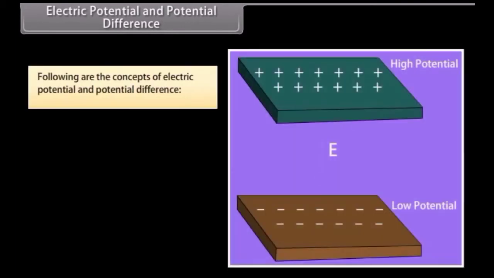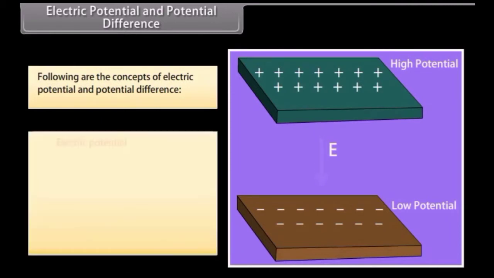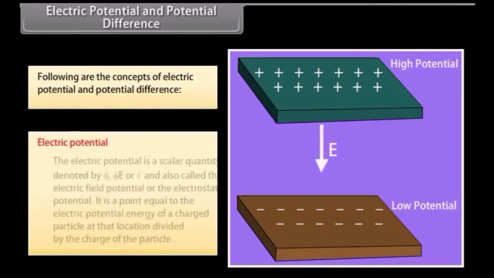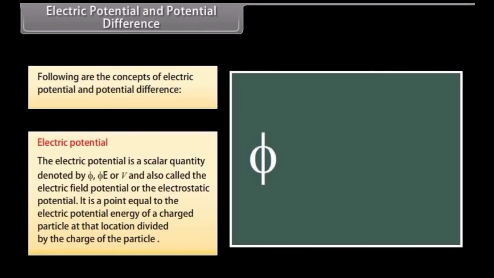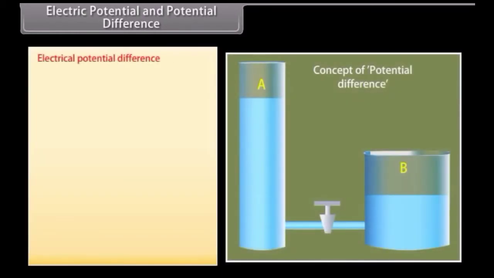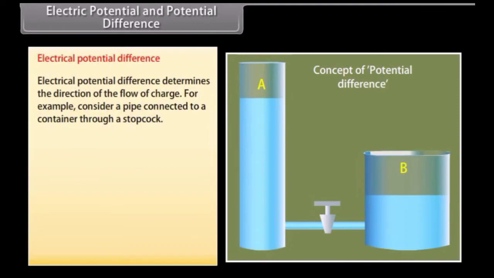Electric potential and potential difference. Let us look at the concepts of electric potential and potential difference. Electric potential. Electric potential is a scalar quantity denoted by E or V. It is equal to the electric potential energy of a charged particle at a point divided by the charge of the particle. Electrical potential difference. Electrical potential difference determines the direction of the flow of charge.